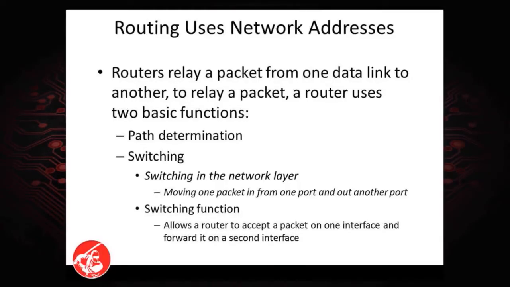So when we're hacking, we can hack an actual routing address. Routers relay packets from one data link to another. We call it path determination and switching. This is not switching like a switch, it's switching in the network layer, which means we take it in one port and out the other. It allows a router to accept a packet at one interface and forward it on a second interface. If you've ever configured a multi-homed, or two-network-card computer, you know it won't send network traffic from one interface to the other until you turn on IP routing. That's why you have to turn on traffic forwarding, because of the switching function of routers.